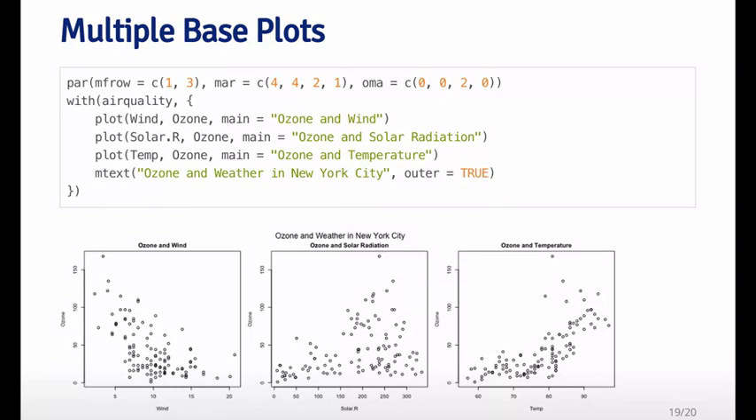So here in this call to par, I set mfrow equal to 1 row, 3 columns. I set the margins to be a little bit smaller than the defaults. And then I set the outer margin to be actually bigger than the default. The default for the outer margin is 0 all around. So on the top, I want a little extra space so I can add the title Ozone and Weather in New York City, which is a title for the entire panel of plots. Then I call plot 3 times to make the 3 different plots, and then I use mtext to add the outer title to this panel of plots.